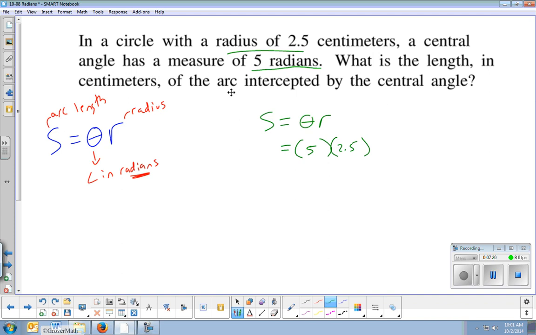What is the length of the arc? So what is S? I apologize, my S's look like 5s, but this is an S. So S, the arc length, equals 5 times 2.5, and 5 times 2.5 is 12.5. So that's the answer. But let's look at one more.